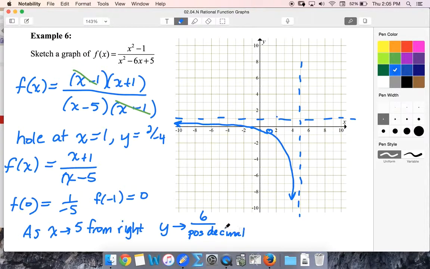So as I get closer and closer to 5, I'm getting a smaller and smaller decimal. 6 divided by a very small decimal is going to turn into a huge number, so big it's going to go towards infinity. So I was right thinking my graph is coming up here and going along down here. And of course, try and make smooth curves. Harder for me on my tablet, easier for you, pencil and paper.